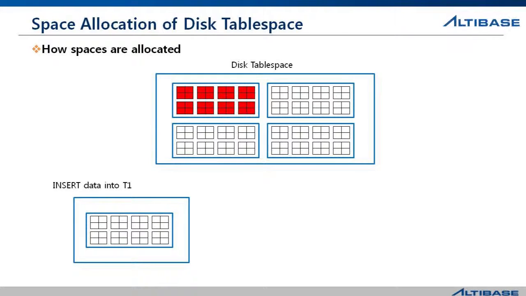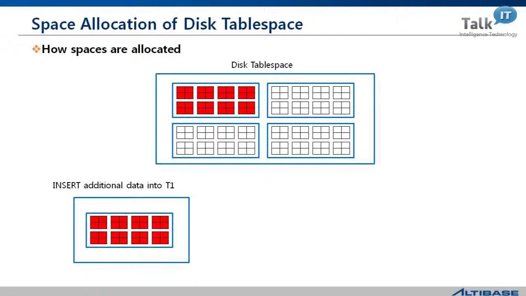Now let's try insert. There are free pages in T1 by extent unit. The insert has been executed and the free pages from T1 are changed from free to use. As you can see from the diagram, the table T1 has no free pages left, so let's try another insert and see what happens.